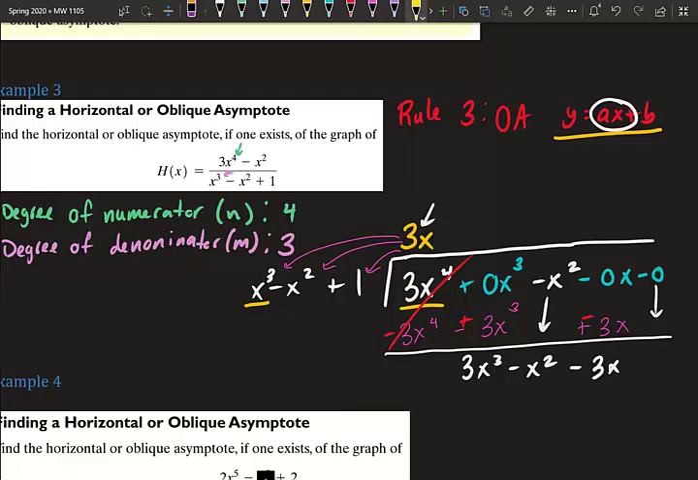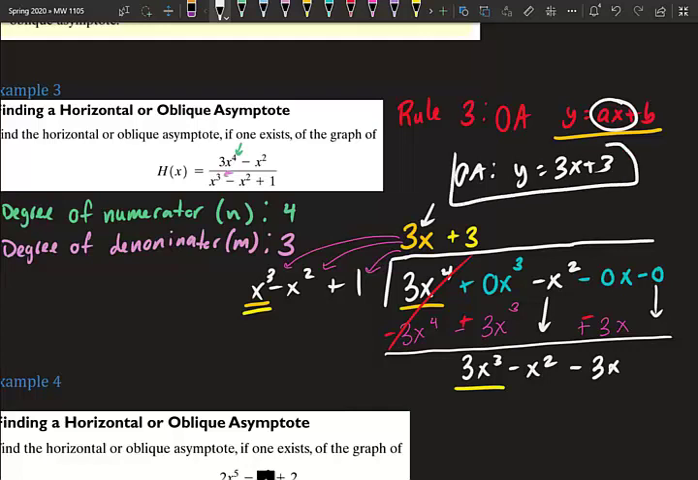So same thing, first one. By multiplying, what can we do to x cubed to make it 3x cubed? We just need to multiply by 3. Guess what? You're done. That's the b. You're done. Your oblique asymptote is y equals 3x plus 3. You do not need to keep going. You just need to do it twice.